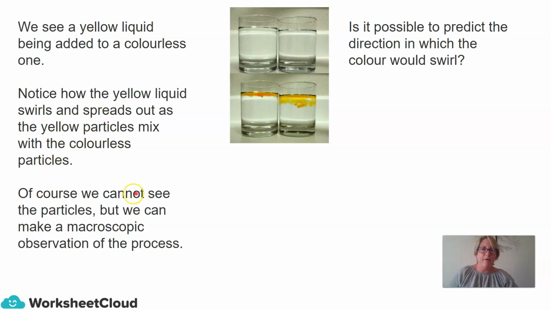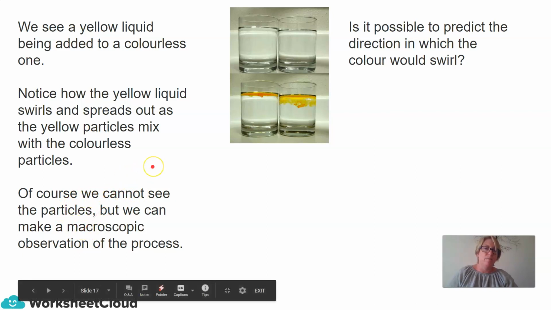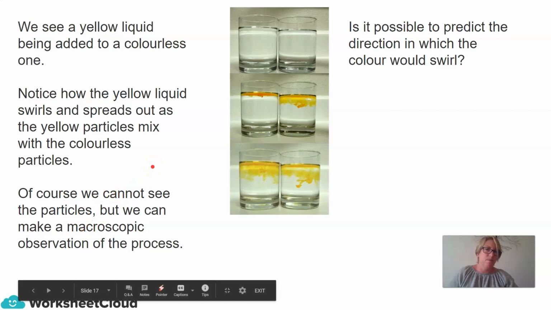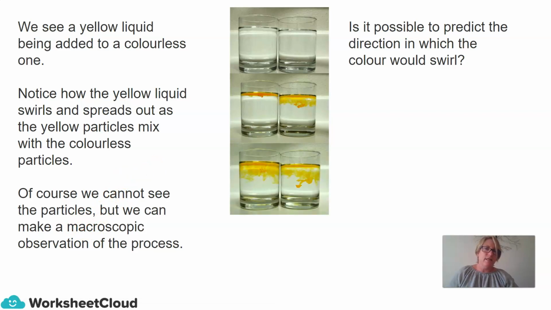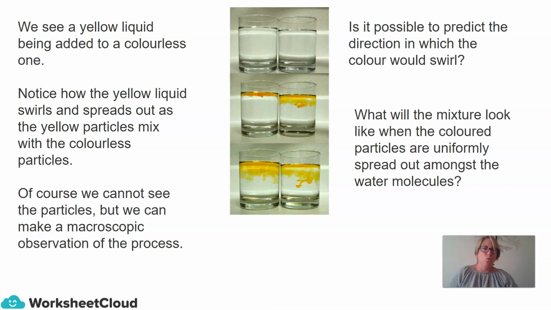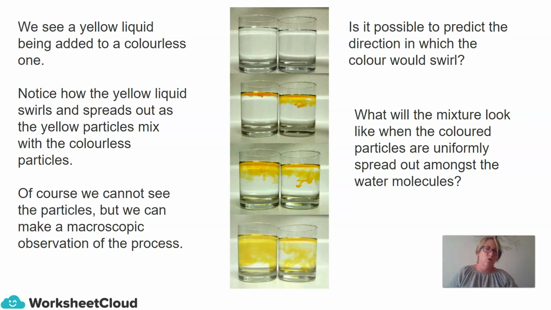So of course we cannot actually see the different colored particles and the water particles, but we can make a macroscopic observation of the process. So eventually they spread out more. So what will the mixture look like when the colored particles are uniformly spread out amongst the water molecules? So I am hoping that that's eventually what your part 1 experiment looked like. So what actually made these 2 liquids mix?